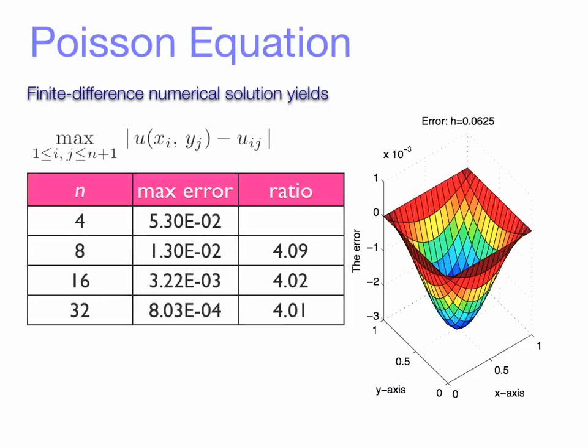We can repeat the solution with different h values by increasing the refinement along x and y directions uniformly. If we use 4 grid points, we get maximum error of 5.3 times 10 to the minus 2. If we double the number of points along the x direction, compute the error, take the ratio of this maximum error to the maximum error from n equals 4, the ratio is almost 4. And if we keep repeating this procedure, we'll see that, as expected, the error is reducing by a factor of 4 every time we double the number of points along x and y directions. In this case, uniformly.